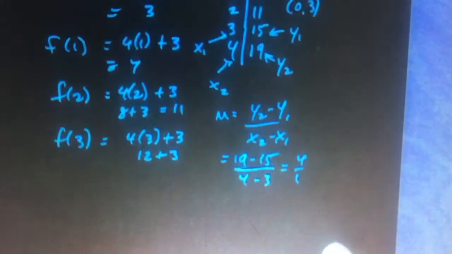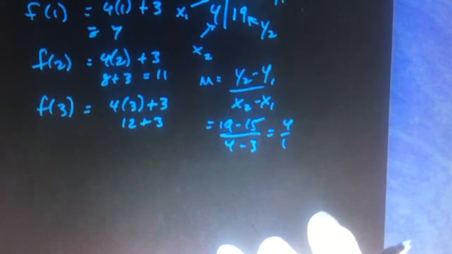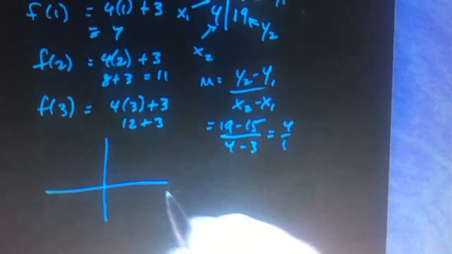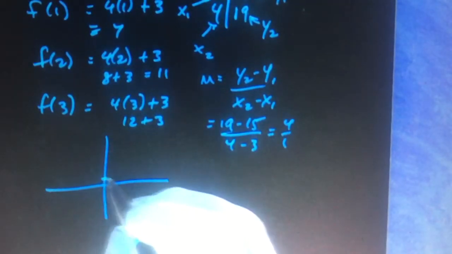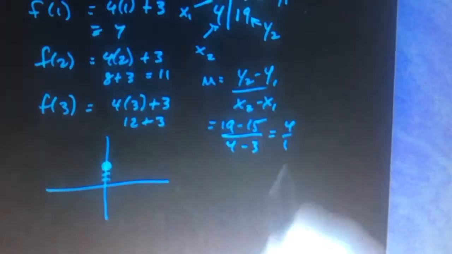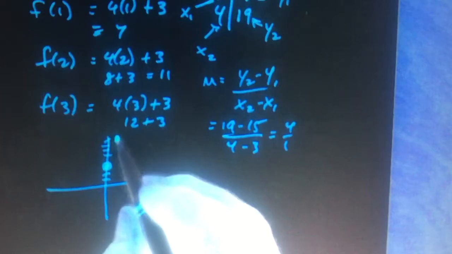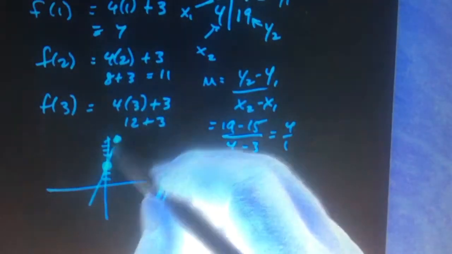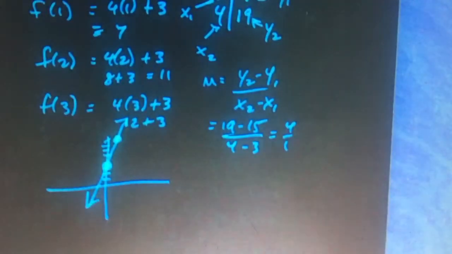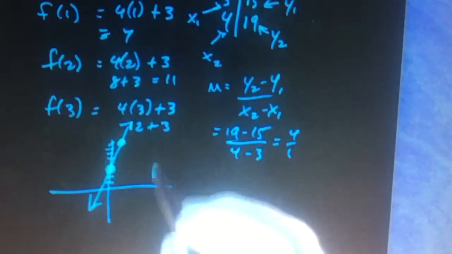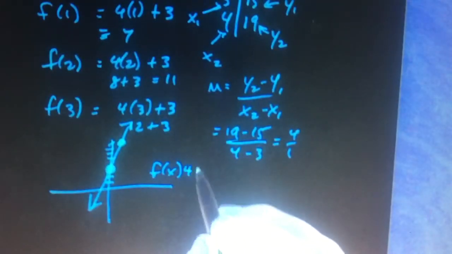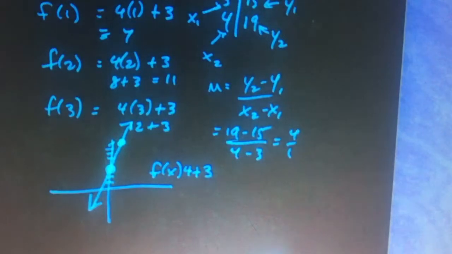We've got all the information we need to graph it, and we will. Our y-intercept is 3: 1, 2, 3, right here. And our slope is 4 over 1: 1, 2, 3, 4, and over 1. There you go. And we have a sketch of a line. If we've got f of x equal to 4x plus 3, we're done.